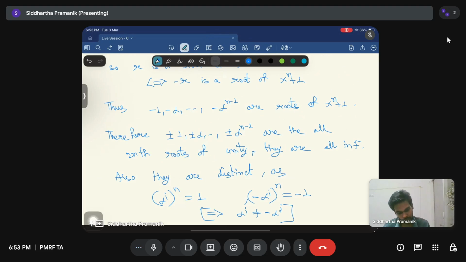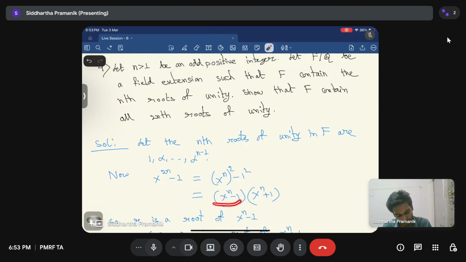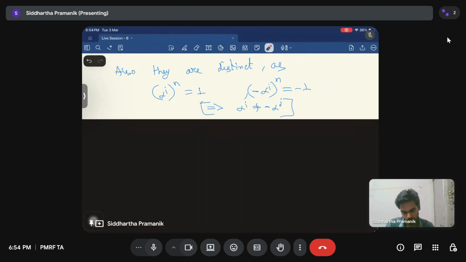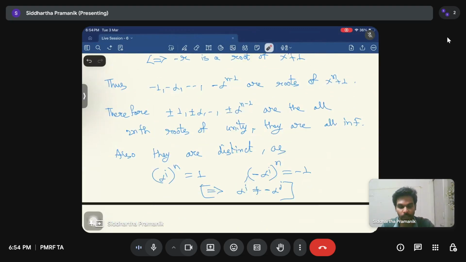So if it contains nth roots of unity, where n is odd, it will imply it contains the roots of the negative as well. Yes, and altogether it will imply it contains all 2nth roots of unity. So most of this part of this problem is just observation. You just have to convince yourself.